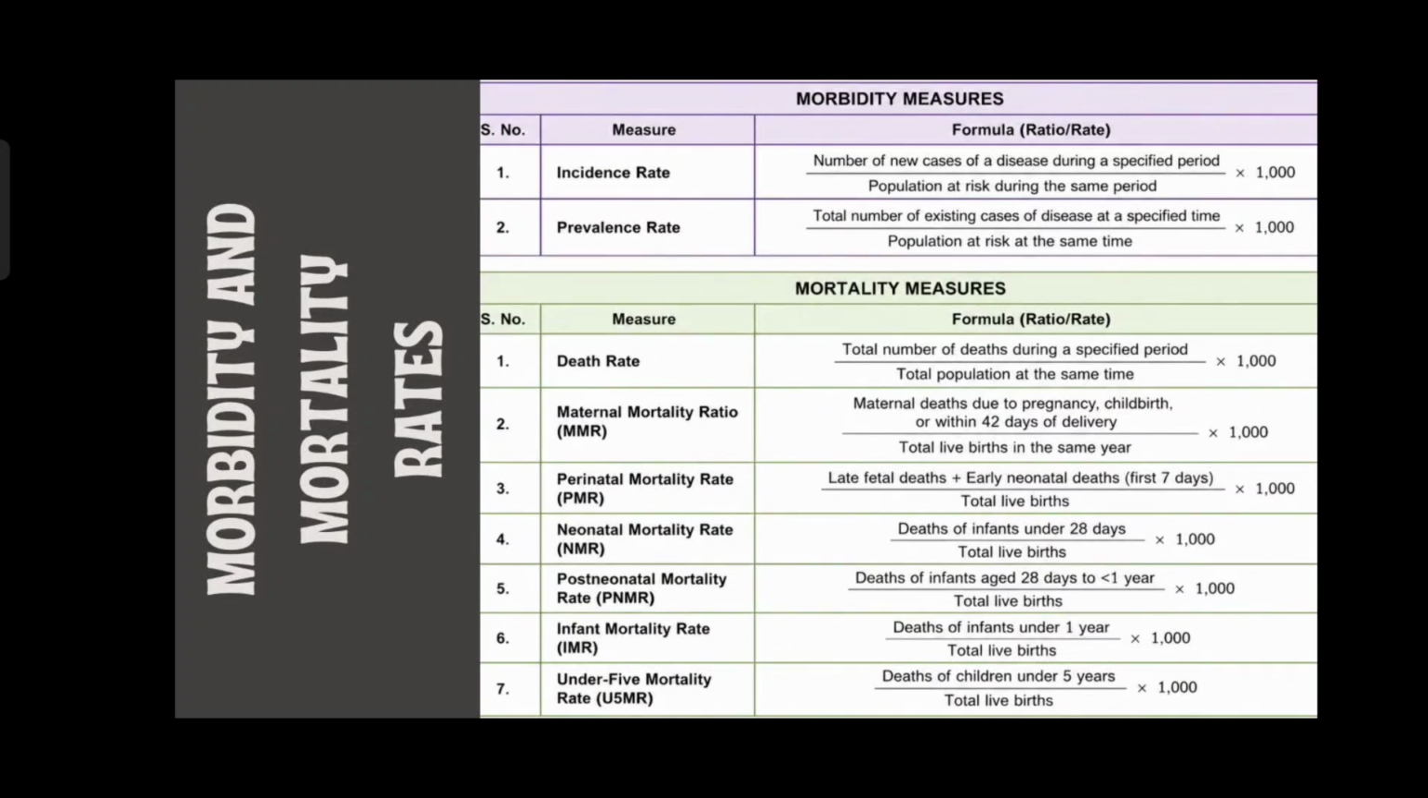Infant mortality means the number of infants who had died under the age of 1. So the calculation is death of infants under 1 year divided by total live birth into 1000. The last one is under 5 mortality rate, which means number of children who died under the age of 5. So the calculation is death of children under 5 years divided by total live birth into 1000. So these are the mortality measures of the child.